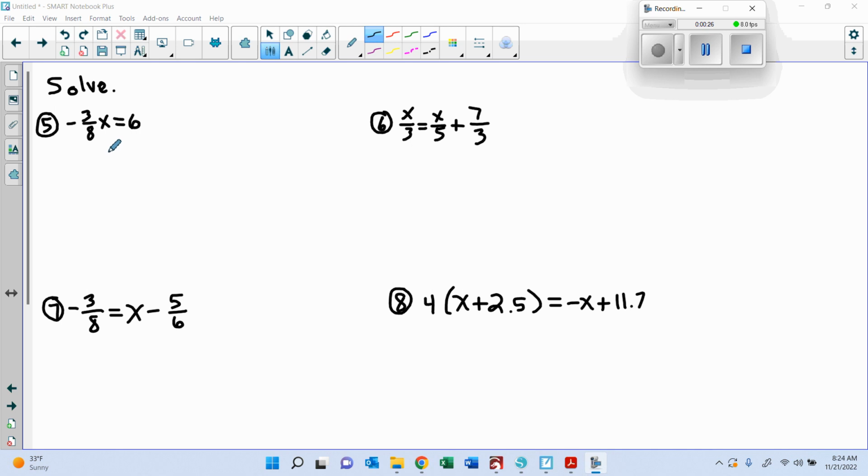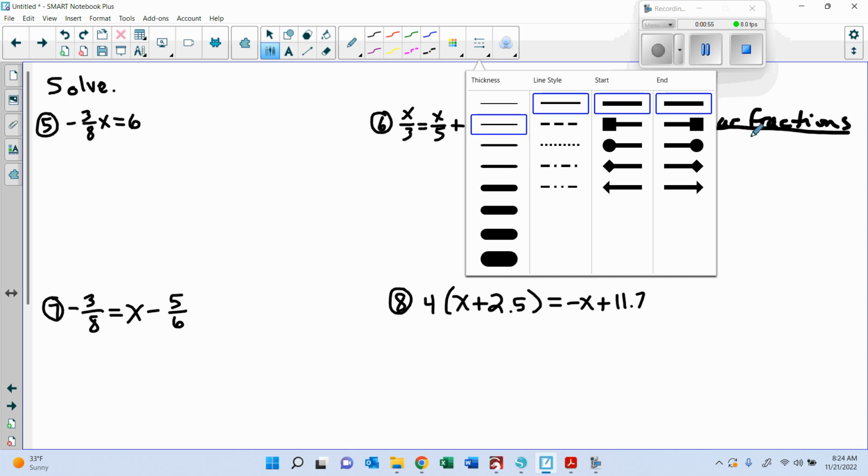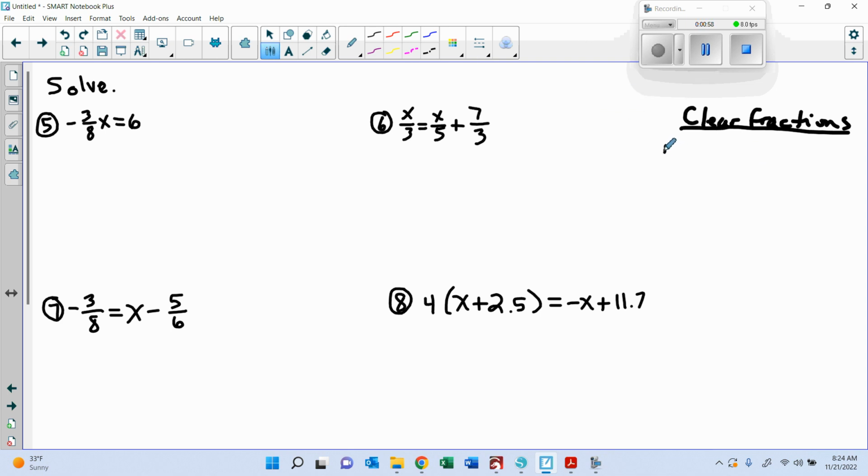So as soon as instructions say solve, we're going to look at our equation and see if we can do any of those things that we had for simplifying, which would be distributing, adding like terms, or clearing fractions. Well, in this case, we definitely have a fraction. So here we'll write down, what do we do to clear fractions? Okay, so let's make our steps here for what we do to clear fractions. So first thing we would do is we would find the least common denominator of all denominators.